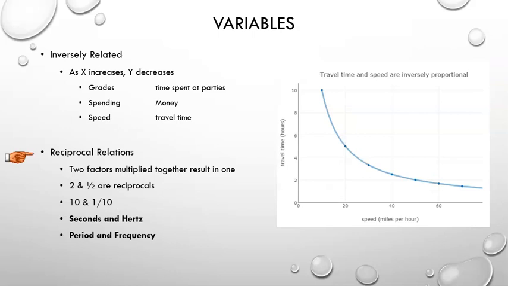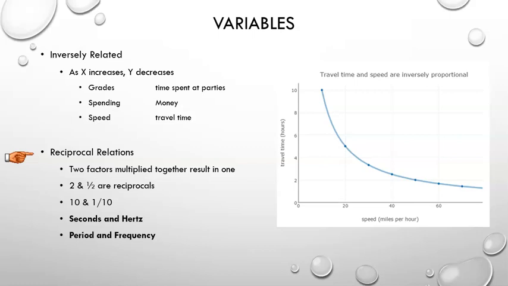Variables can also have inverse relationships, so as one goes up, the other decreases, such as as your grades go up, the time you spent at parties will have to decrease, vice versa. As your time spent at parties increases, your grades will go down. As your spending goes up, your money goes down. Everyone can relate to that one. And as your speed increases, then your travel time decreases. So we know intuitively of certain variables that are inversely related to one another.